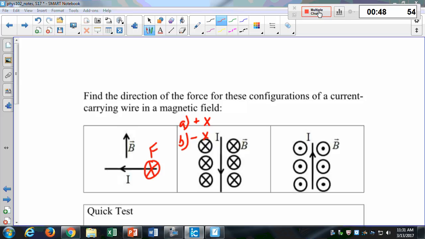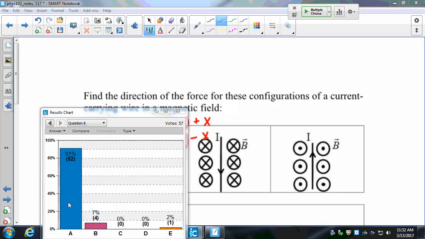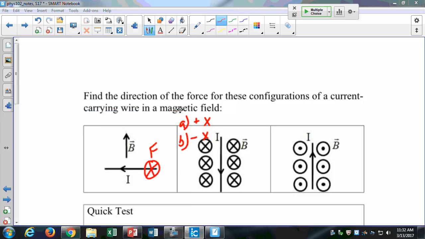All right, let's stop at 55. Okay, good. A is right. Fingers in the direction of I, magnetic field is into the page, so it goes in this direction, which is to the right, was it?